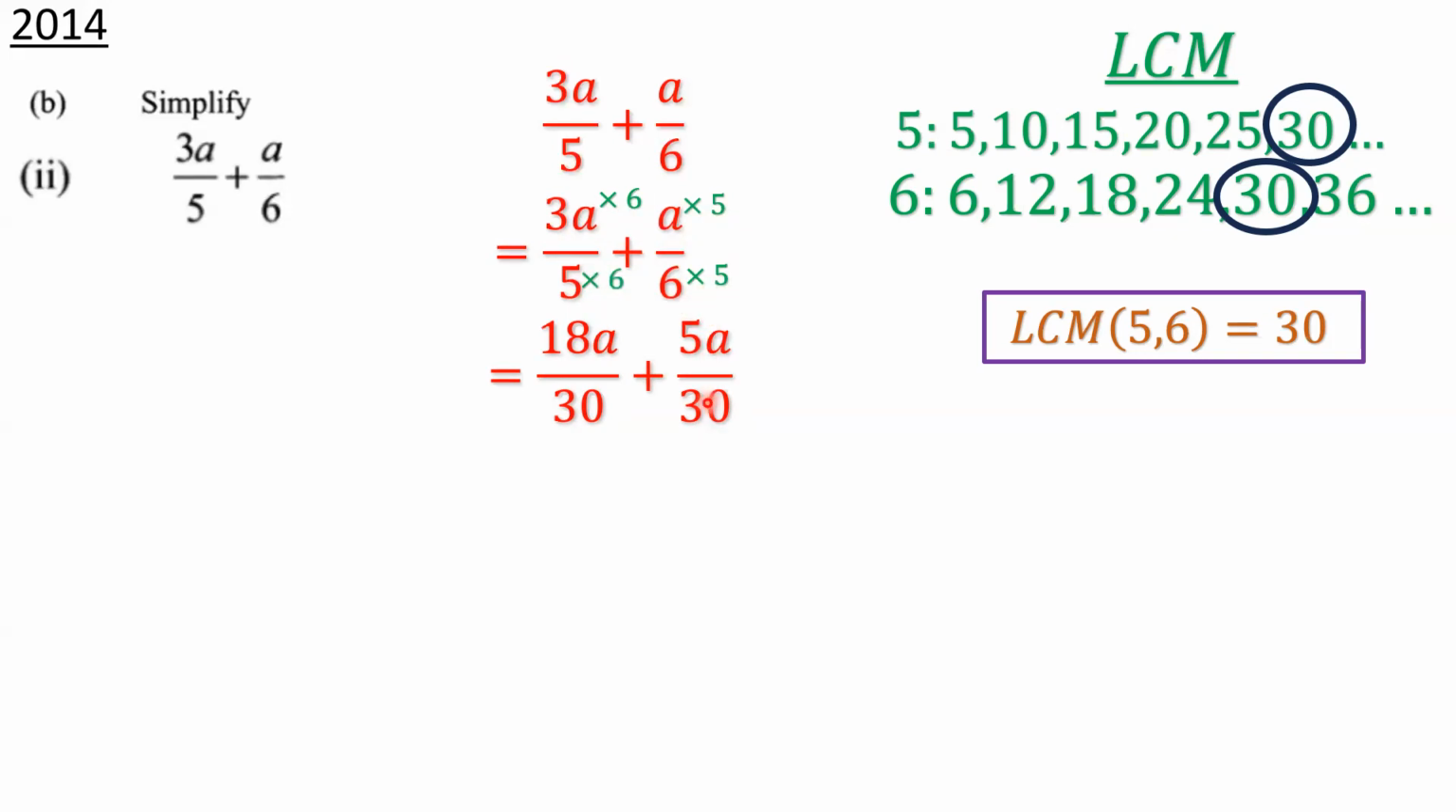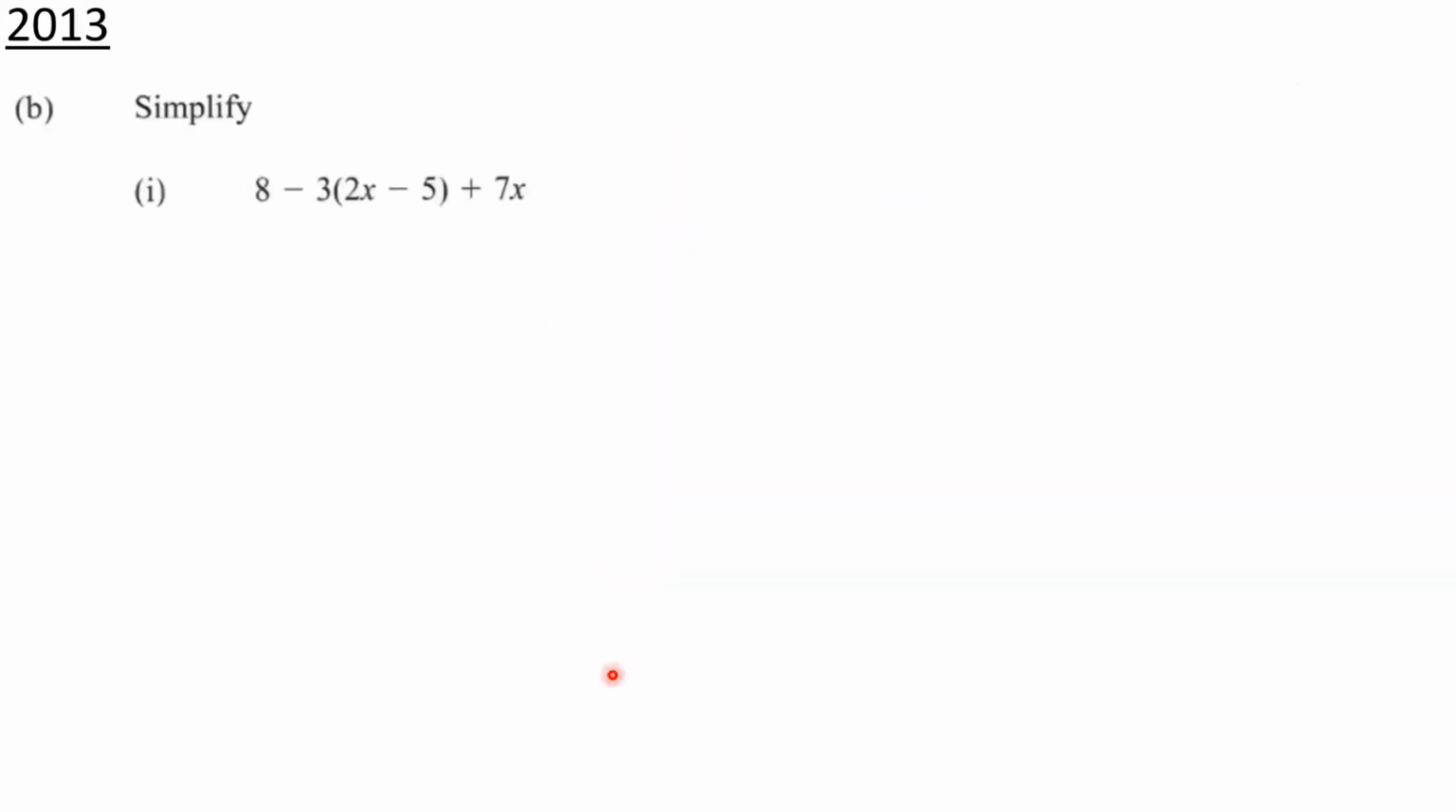Moving right along, we have to add. So we have 18a plus 5a, and 18a plus 5a is definitely going to be 23a all over 30. And so that's our final answer. Okay, let's move on to the next question.